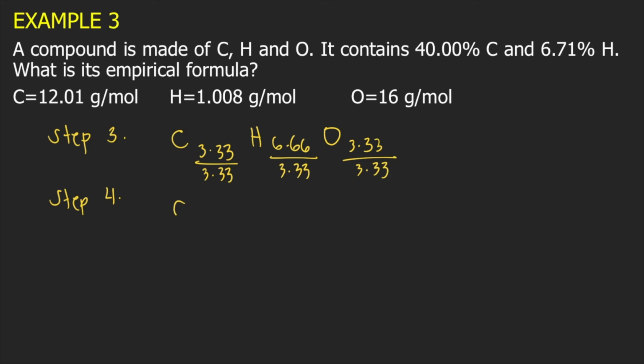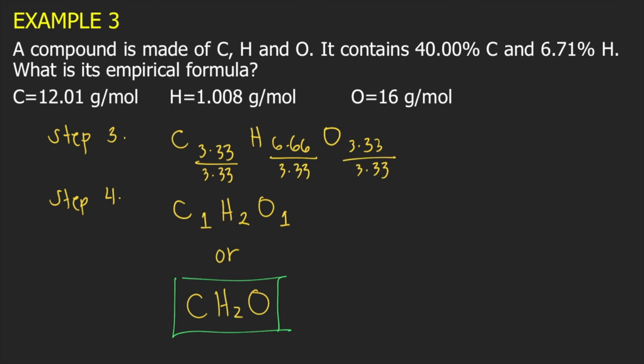So obviously for carbon, that's 1. For hydrogen, 6.66 divided by 3.33, that's 2. For oxygen, that's 1. Again, in chemistry, when the subscript is 1, you just omit 1. So this is simply CH2O. So this is the empirical formula and the answer to example 3.